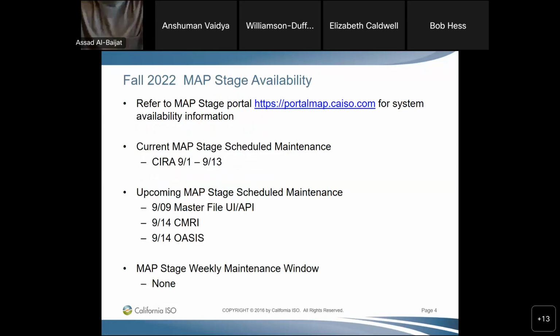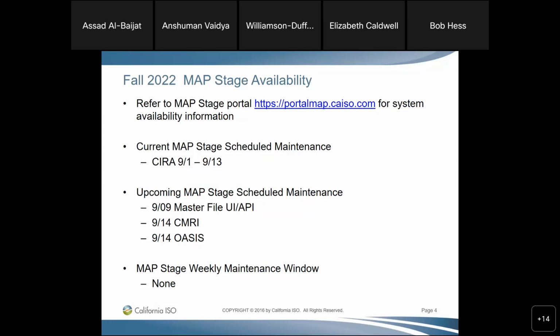You can always log into portalmap.kaiser.com to get the latest information regarding map stage availability. Currently, we have the Sierra maintenance going on till 13th of September. And we have an upcoming map stage maintenance for master file UI and API on 9th of September, and CMRI and OSS maintenance on 14th of September.